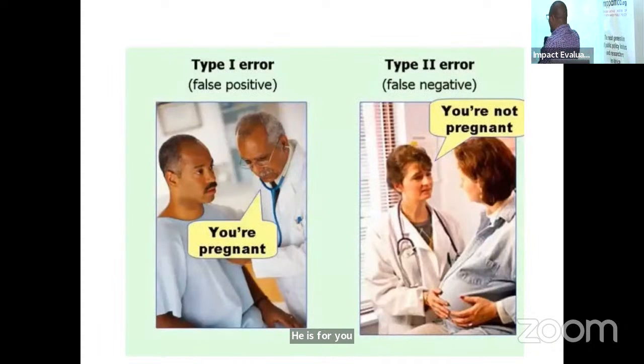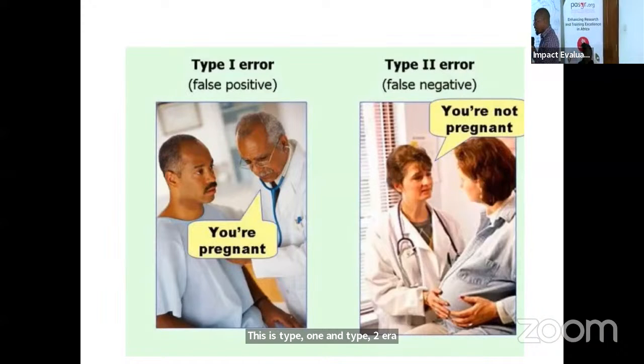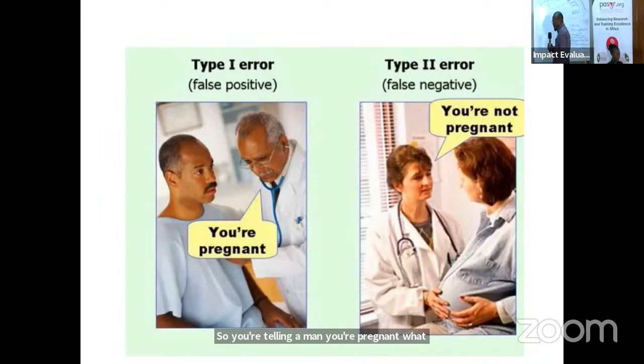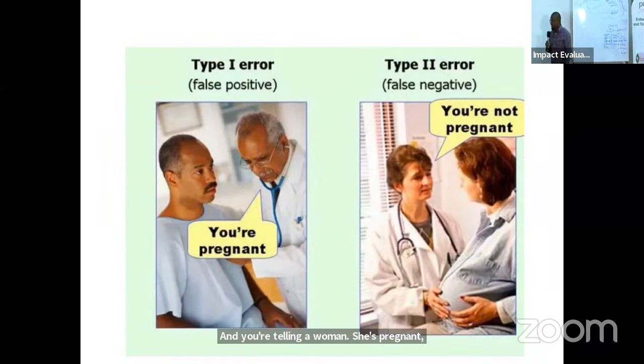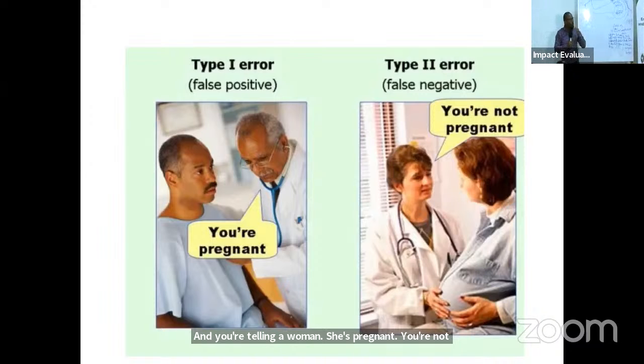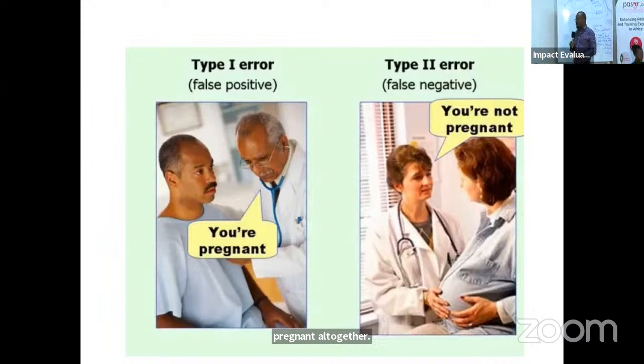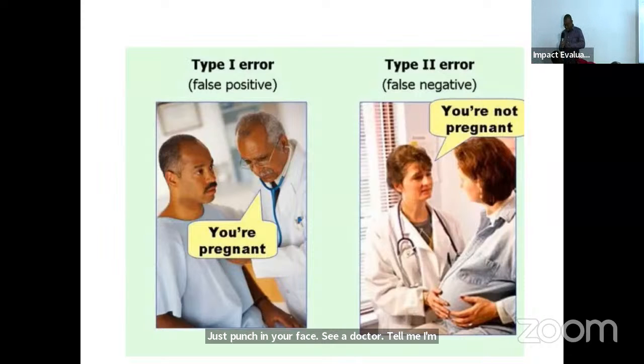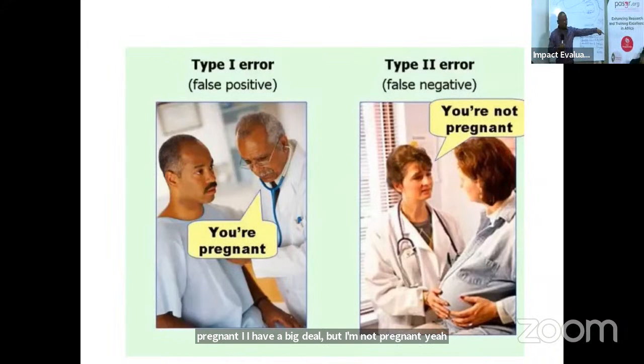This is type 1 and type 2 error. So you're telling a man you're pregnant. What? And you're telling a woman she's pregnant, you're not pregnant. Are we together? So it's a false positive. You're telling me I'm pregnant. How do I get pregnant? Surely. I'll just punch you in your face. If you're a doctor, you tell me I'm pregnant. I have a big belly, but I'm not pregnant. So that's type 1, false positive.